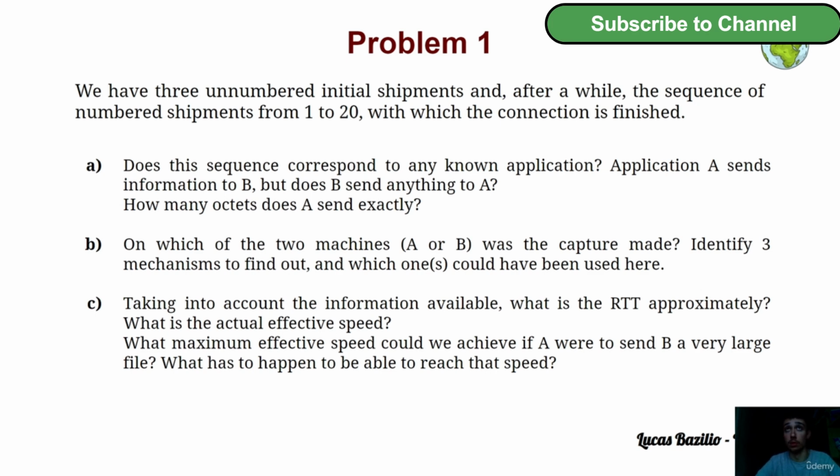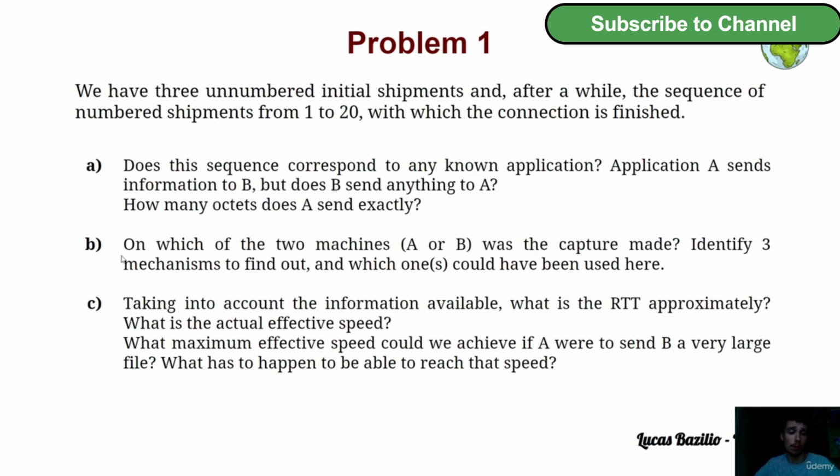In this lecture, since this is the first time that we see problem 1, we are going to present all of the questions. However, we are only going to solve the first one, question A, in this lecture. So we begin with question A. First question: does the sequence that we see correspond to any known application? Well, we need to justify if this is the case or not. Application A sends information to B, but does application B send any information to application A? Also something that we need to think about and justify. Finally, how many octets does application A send exactly?